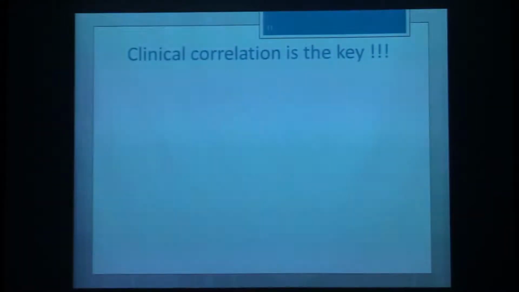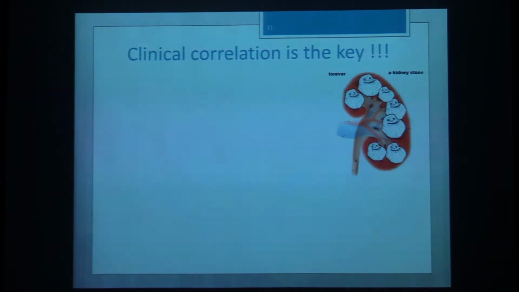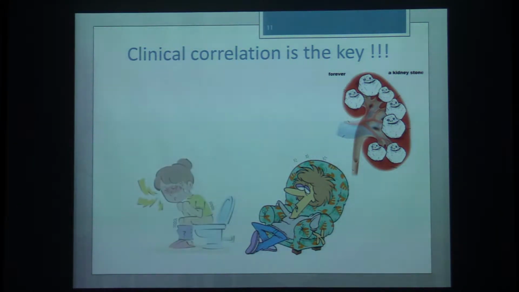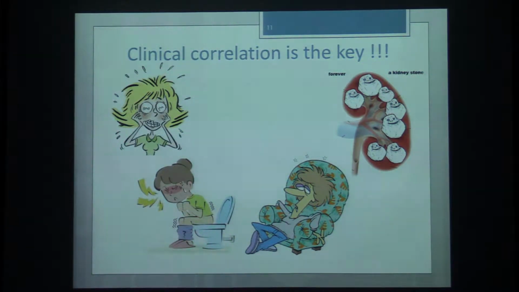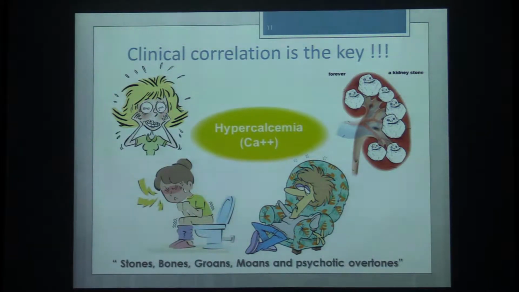So the key to solving this mystery here was clinical correlation, and here are some more clinical clues to help us. This woman had 2 episodes of renal colic. She was constantly tired. She suffered from constipation, and she had anxiety and depression. There's a known phrase to summarize these symptoms: stones, bones, groans, moans, and psychotic overtones. All of these are symptoms of hypercalcemia, which this patient had.